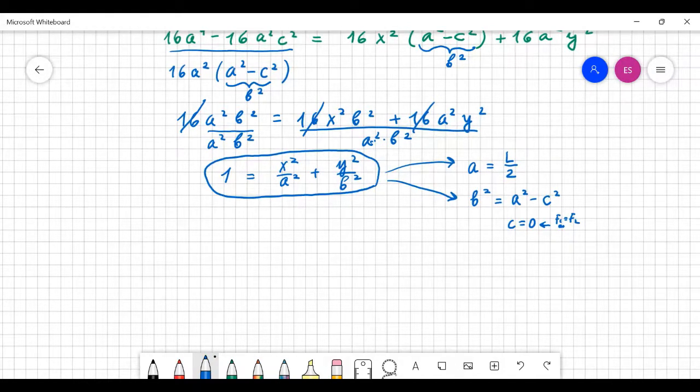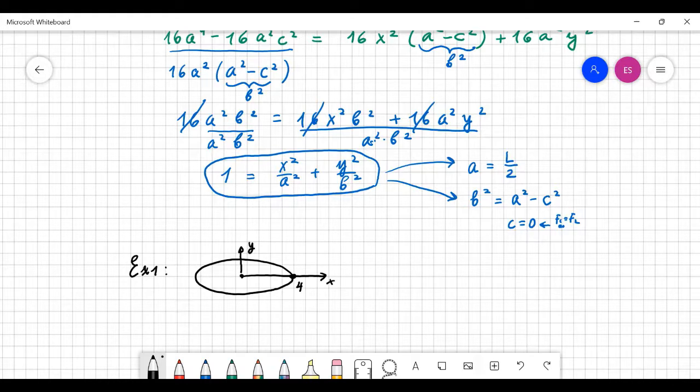So for example, I'm going to consider a couple of examples. Example number one. Imagine that somebody gives us a description of an ellipse. Somebody tells us, imagine that you have an ellipse with center at origin and the next characteristics. This point, the vertex of the ellipse, is 4 units away from the center of the ellipse, and the focal point is 3 units away. So that's a focal point. I'm going to label it F2. Can you find the equation of this ellipse?